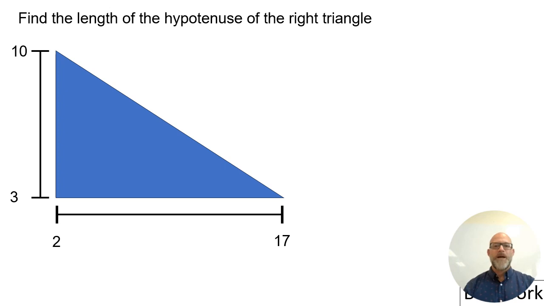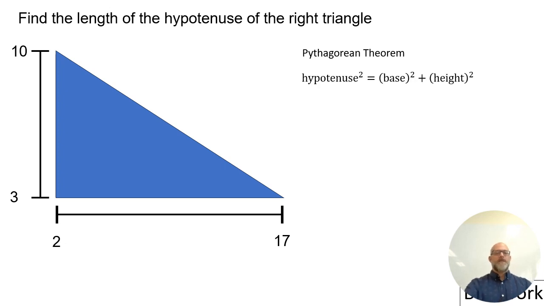Find the length of the hypotenuse of this right triangle. Ask yourself what formula you're going to have to use here. You're certainly going to have to use the Pythagorean theorem, right? What is that formula going to be? It's going to be the base squared plus the height squared is the hypotenuse squared.